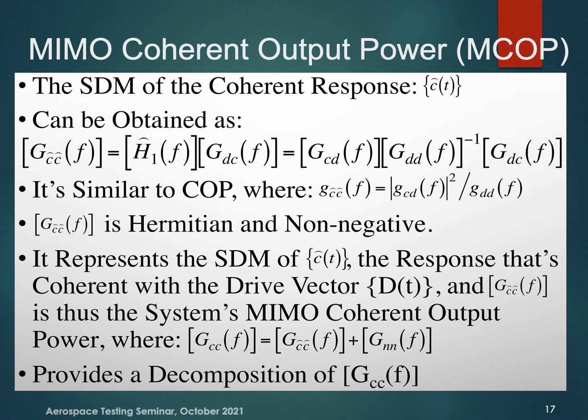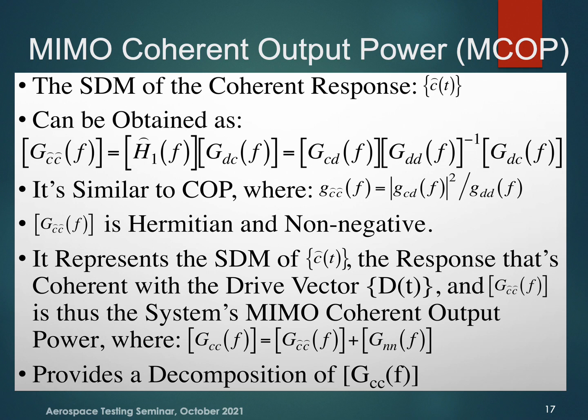In other words, if the partial coherence is high, that control is linearly related to its respective drive. The other measure we used was MIMO coherent output power. This one's a little bit more complicated. I developed a theory for both partial coherence and MCOP in the paper, but here I'll just give you a brief overview. The MCOP is a spectral density matrix of the coherent response due to the drive vector. In other words, the response C hat is linearly related to the drive signals that are being used. It can be obtained in the expression I have shown there as a second equation.